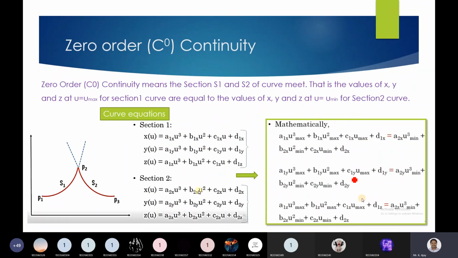Now we will try to understand what zero order, first order, second order, all these things mean by considering one of the cubic equations. Okay.